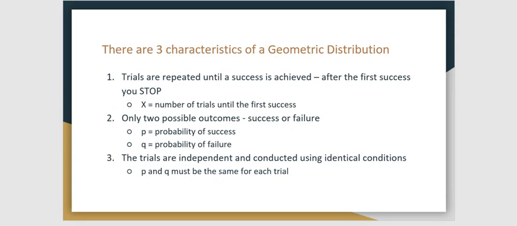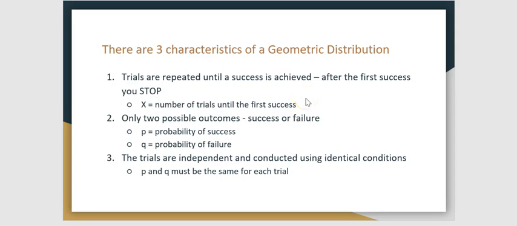There are three characteristics of a geometric distribution. The first is that trials are repeated until a success is achieved. For example, if I was going to shoot free throws, I would shoot until I made one. As soon as I made one, I had a success, and I would stop. Then X is the number of trials that takes. How many shots did I have to take until I actually made one?